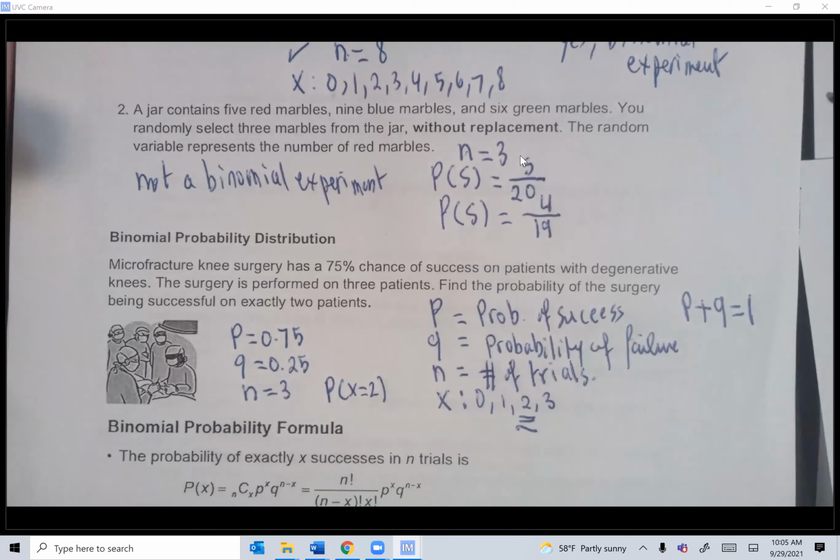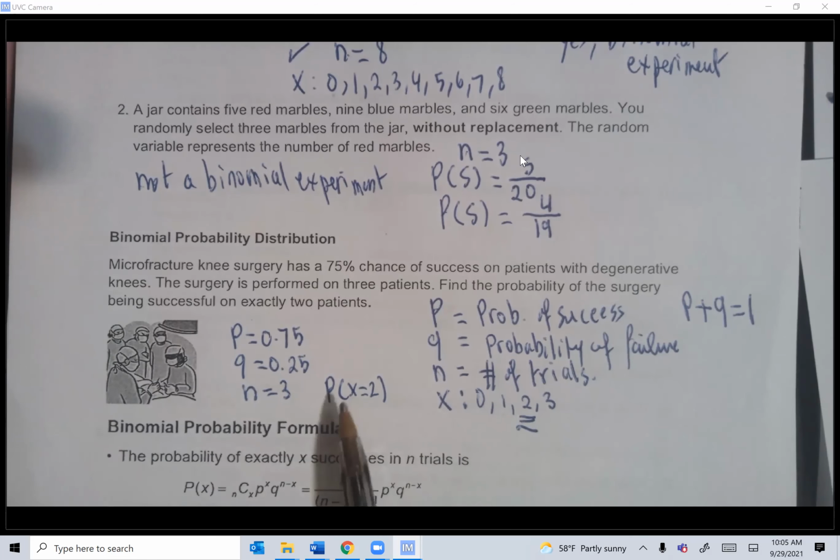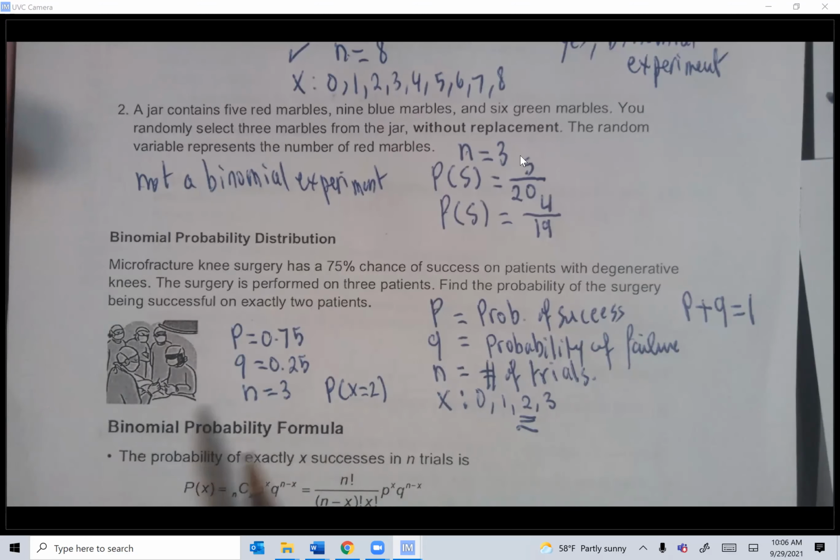I could ask you what's the probability that no patients will have success. So X equals 0. I could ask you what's the probability that 1 patient will have successful surgery only. That's X equals 1. And I could ask what's the probability that the surgery will be successful on all 3 patients, then it will be X equals 3. And if you add up all those probabilities, guys, they should add up to 1, because the sum of probabilities is always equal to 1.